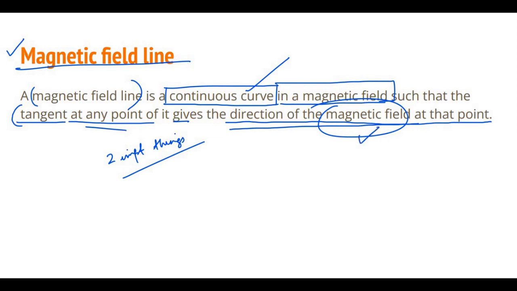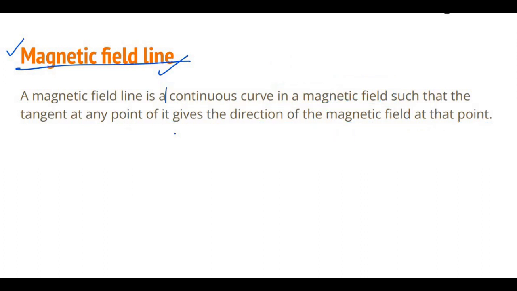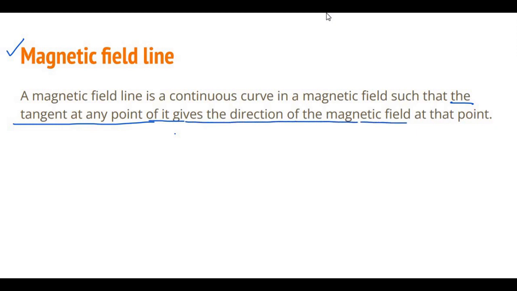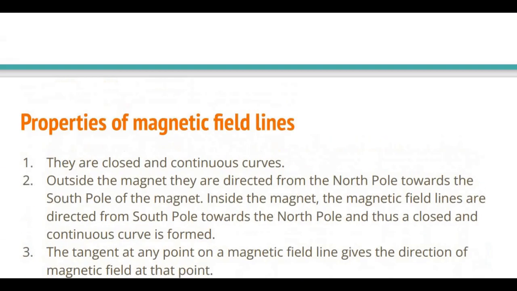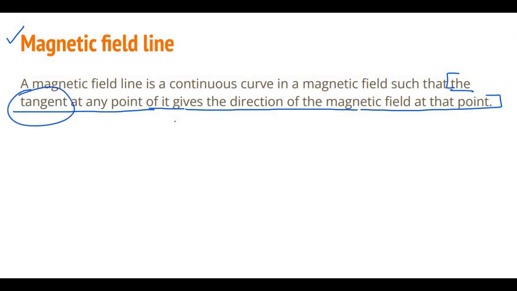Now once you actually see the diagram of the magnetic field lines, you will understand nicely. So this itself is a very important question: how would you get the direction of magnetic field at any point? So this you have to remember, the tangent at any point on the magnetic field line gives the direction of magnetic field at that point. This can come as a separate independent question. Okay, now I'll explain this point, how do we draw a tangent and what actually it means.